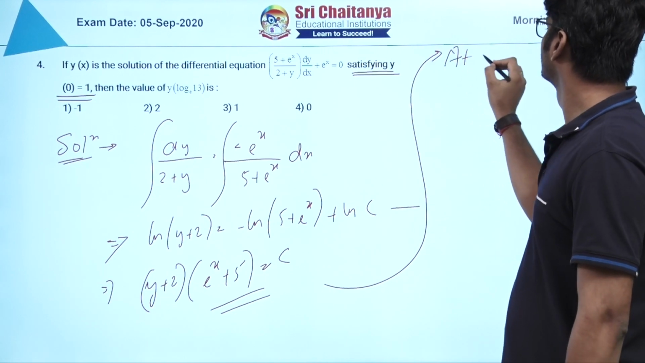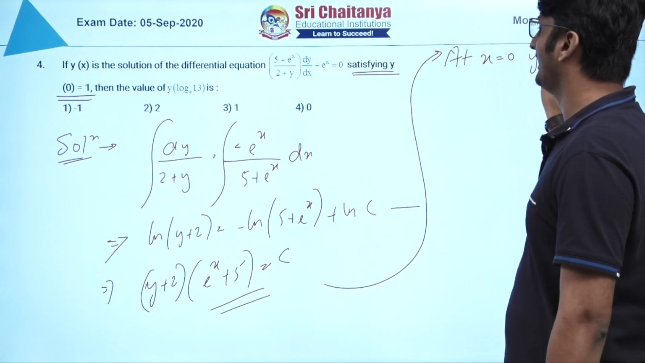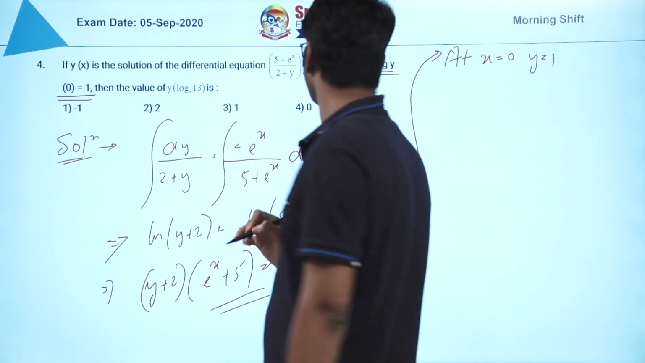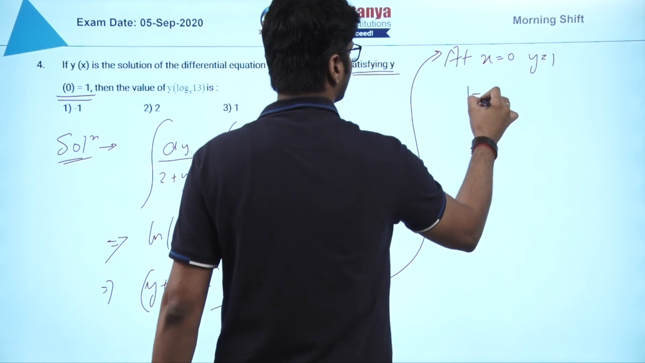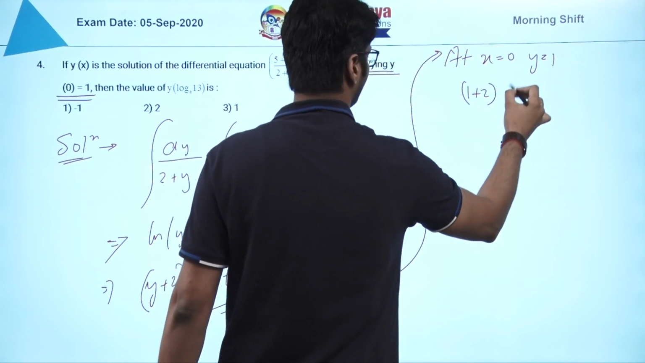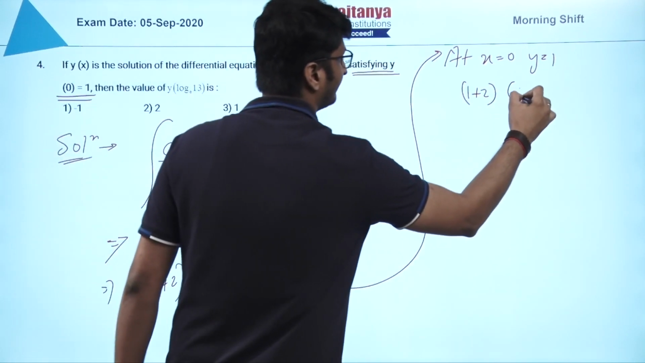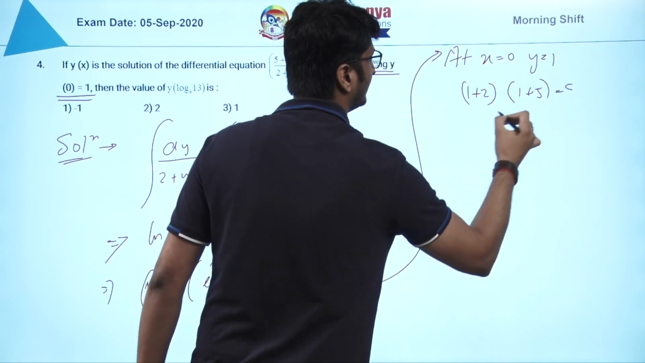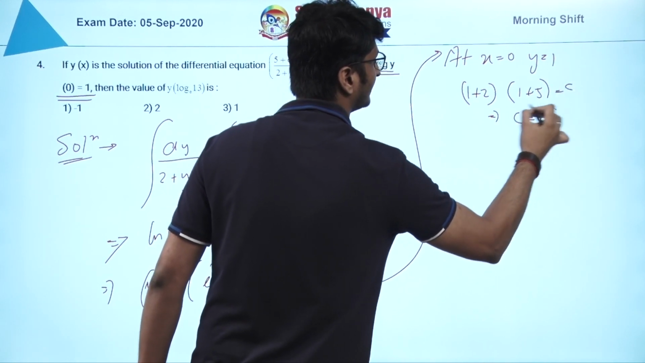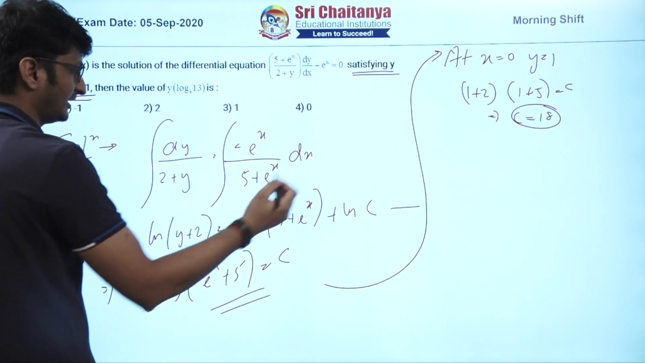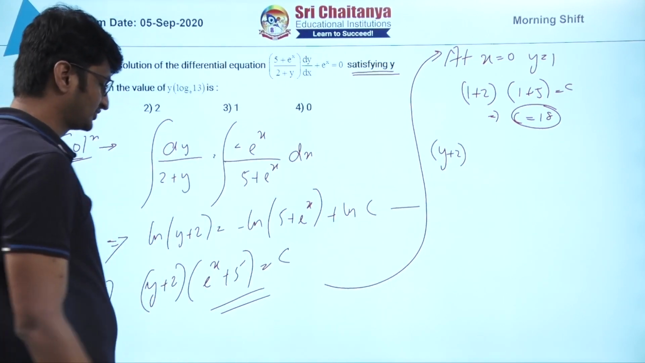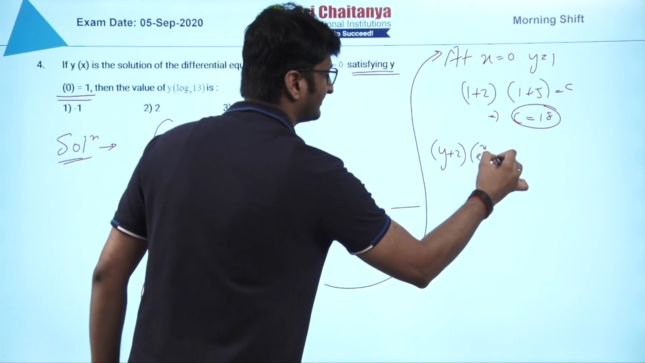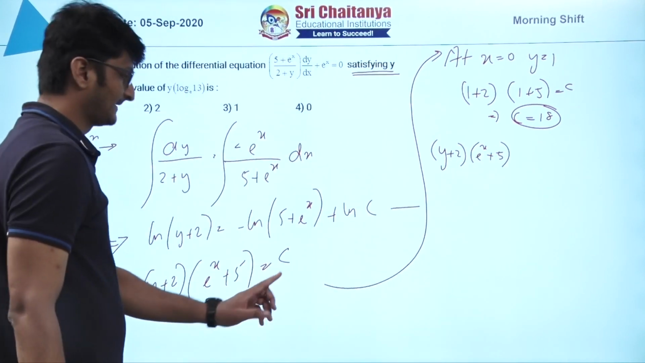Let us put it down. At x equal to 0, y is equal to 1 itself. Put it down here, everything, you are getting the value of c to be 1 plus 2 into 1 plus 5 is equal to c. So from here c is nothing but 18. Put it down here again. So the required equation of the particular curve is y plus 2 into e to the power x plus 5 is equal to 18.